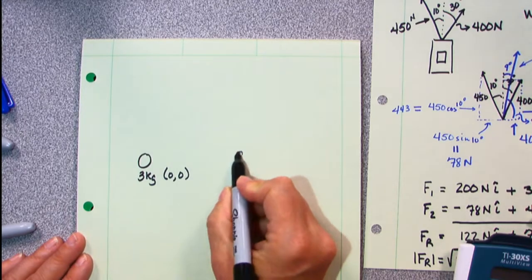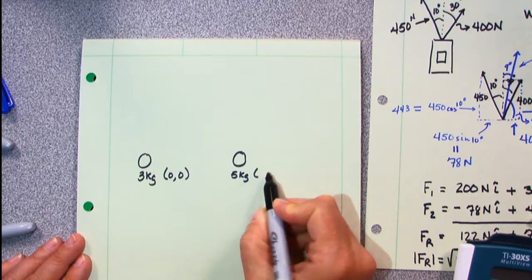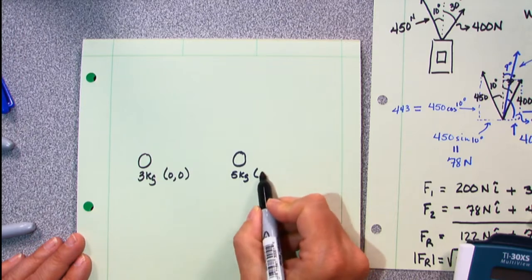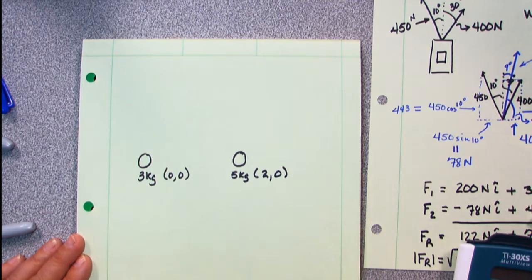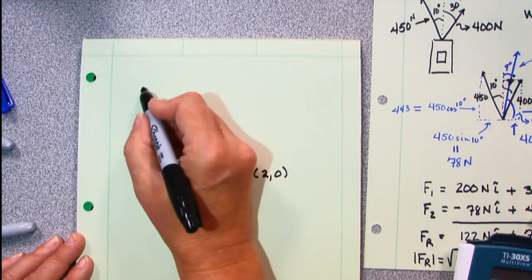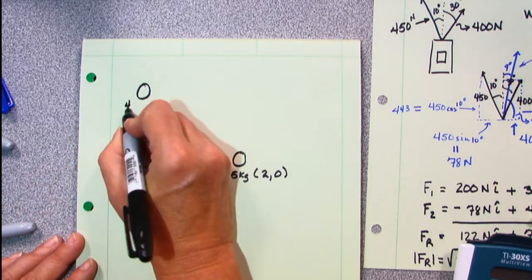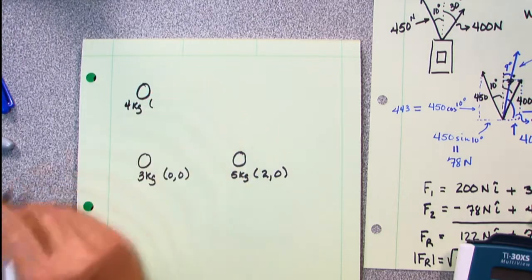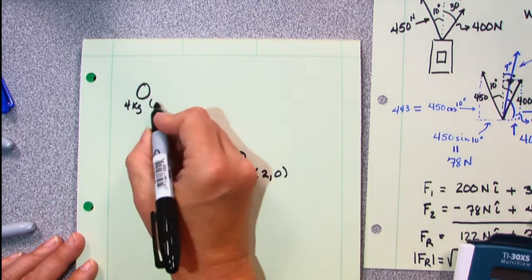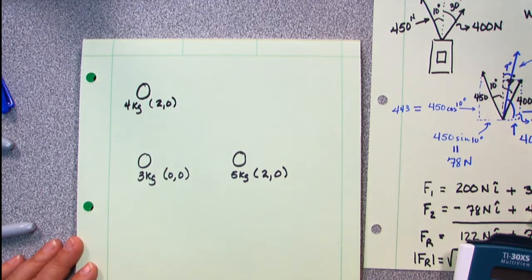I'm going to put another mass, and it's going to be a 5 kilogram mass, and I'm going to locate it at 2, 0. And then I've got a third mass that I'm going to put over here, and I'm going to make it a 4 kilogram mass. And I'm going to put it at, let's go ahead and make it 2, 0, because that's going to simplify life for us.